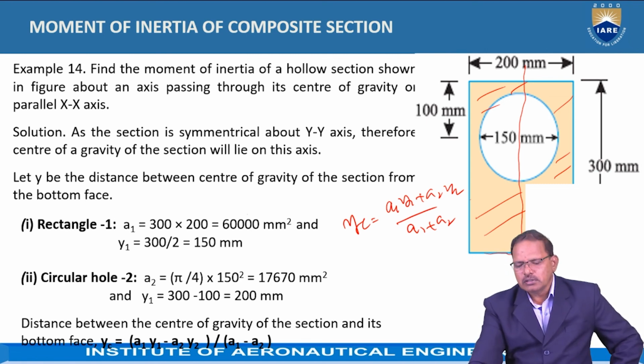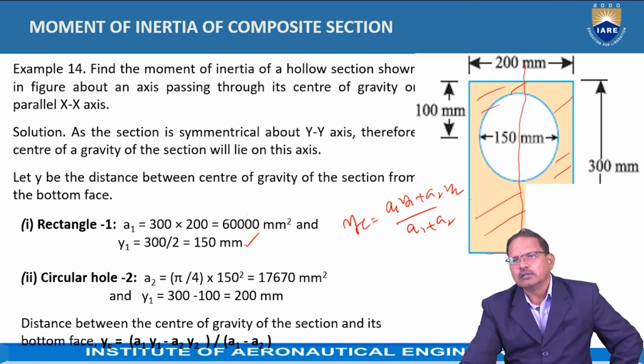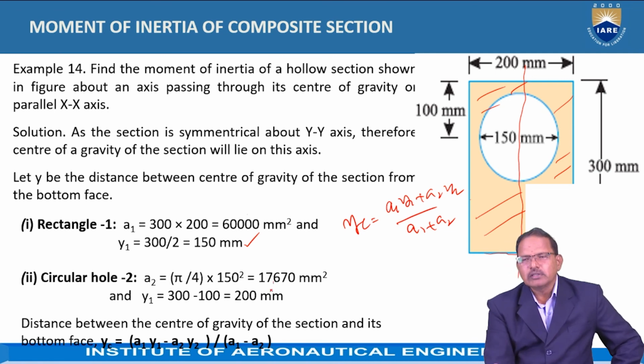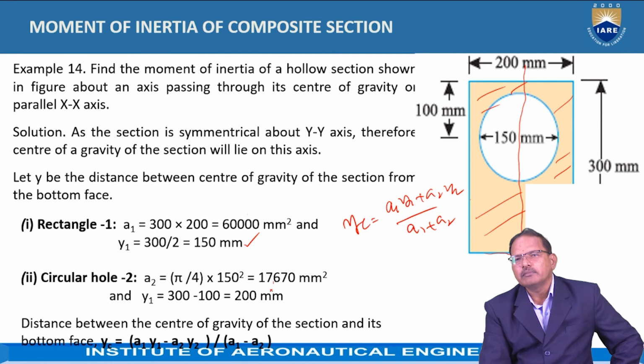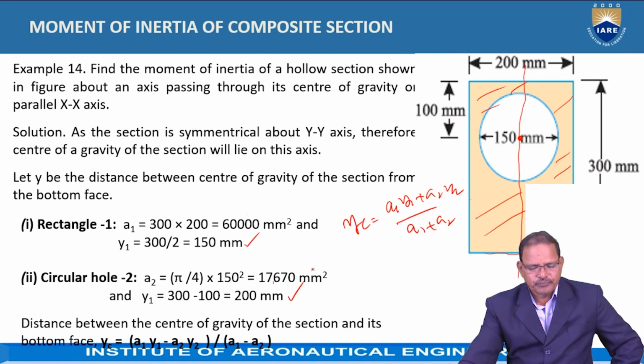The y1 position is half of the rectangle, that is 300/2 = 150 mm. And for the cutout circle, the area is given by π/4 d², which is equal to 17,670 mm². And y2 is where the circle is centered, at a distance of 100 mm from the top, which is 300 − 100 = 200 mm.